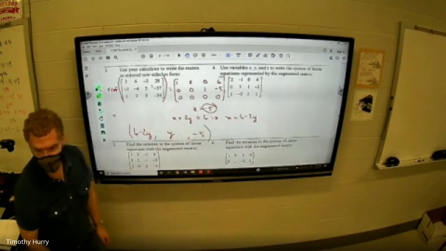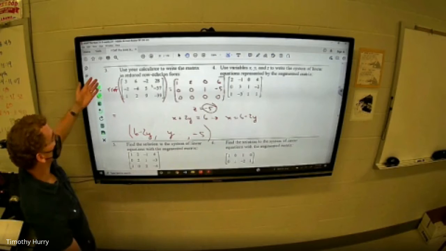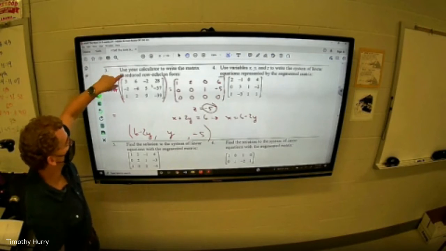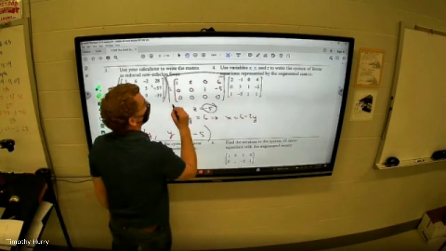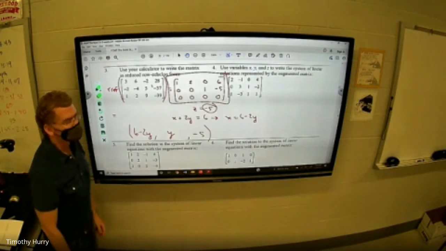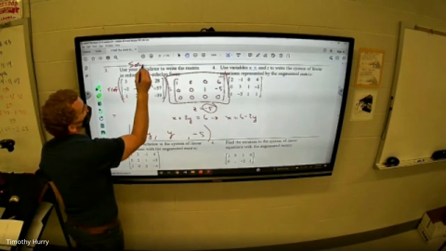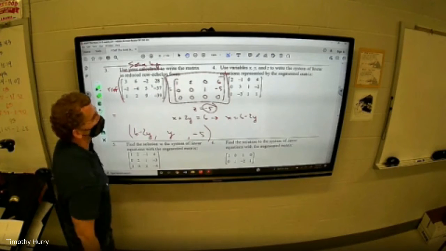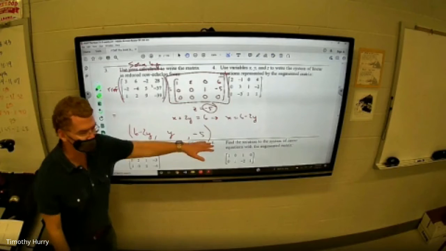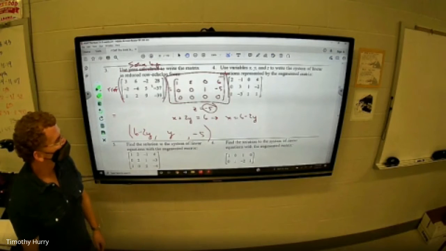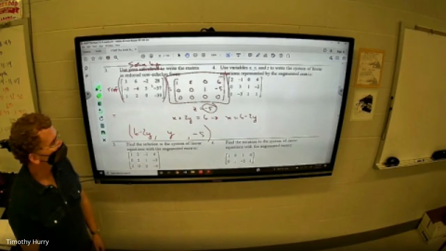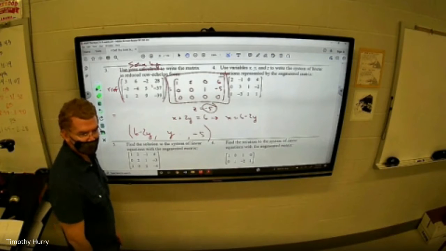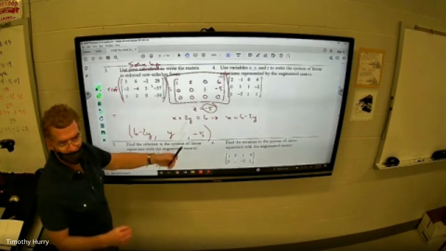So if the question was to write the matrix in reduced echelon form, I don't have to do any of that. I just circle it and be done. But if the question was to solve by writing the matrix in reduced echelon form first, well, I just solved that system. Okay? Y'all seeing this?